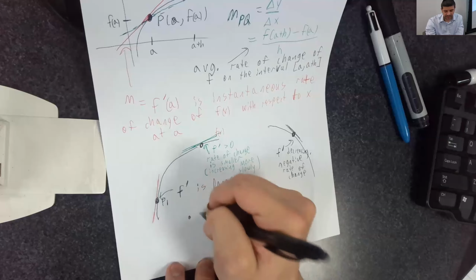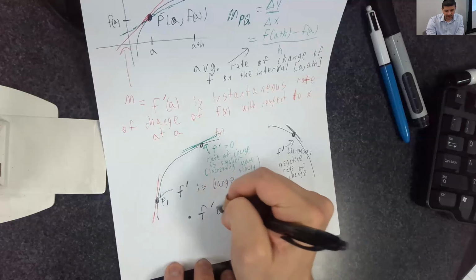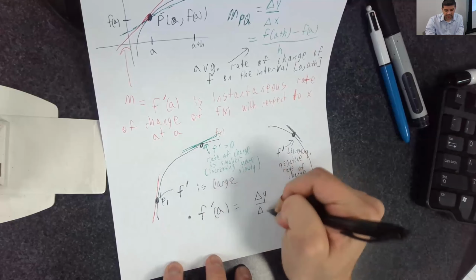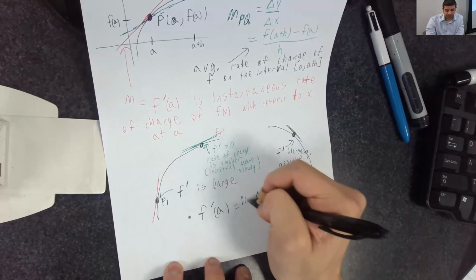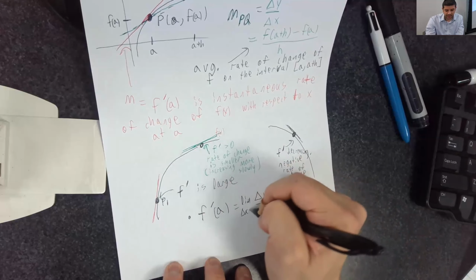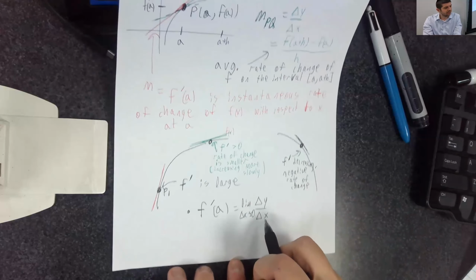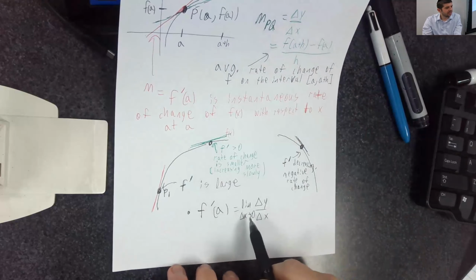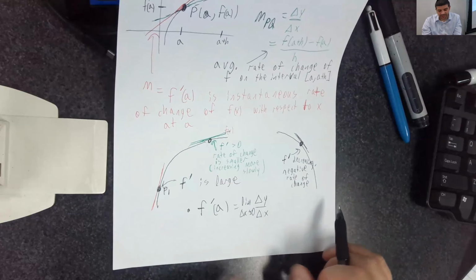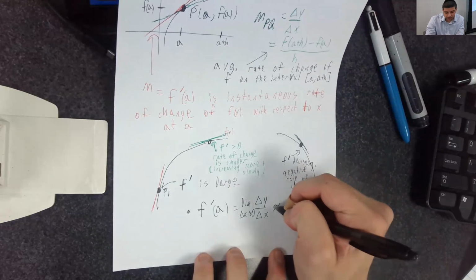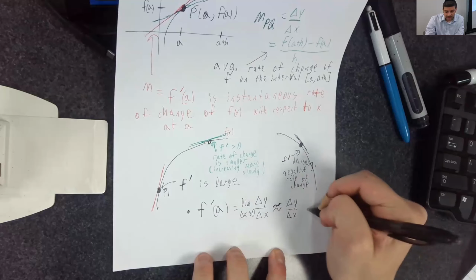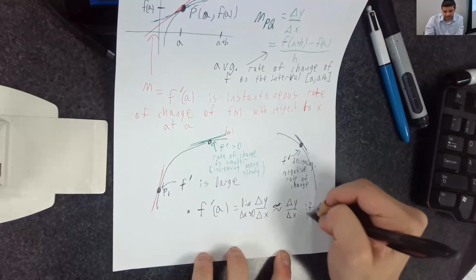So another way to say this is that f prime of a, what is it? It's the rate of change where you're looking at delta y divided by delta x, and you're pretty much taking the limit as delta x goes to 0. Right? You're looking at this average rate of change, which is the slope of the secant, and you're letting delta x go to 0 to get the instantaneous rate of change. And it will be approximately the average if delta x is small.